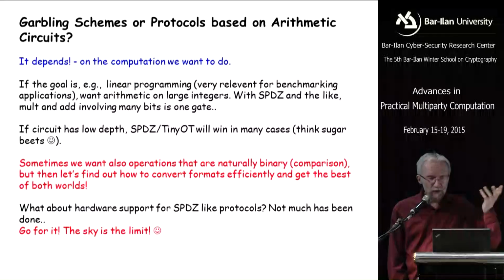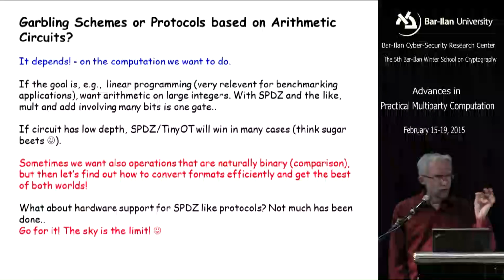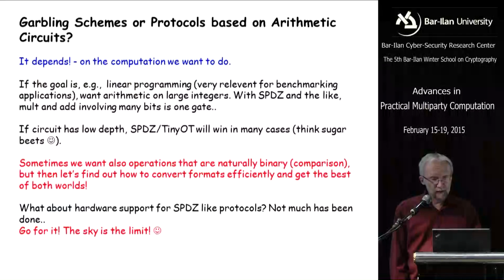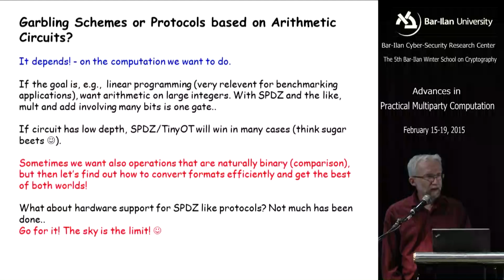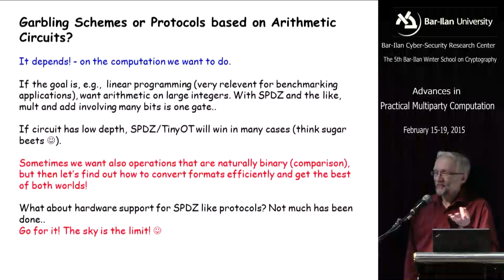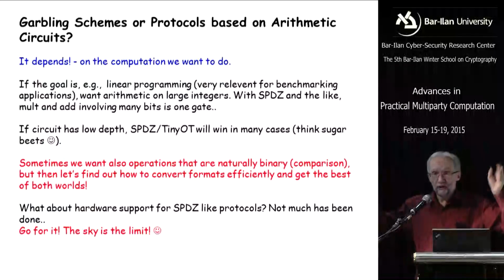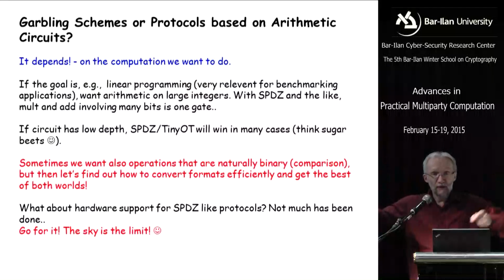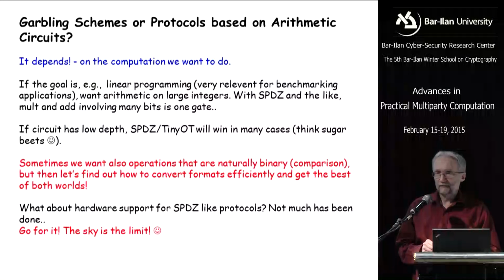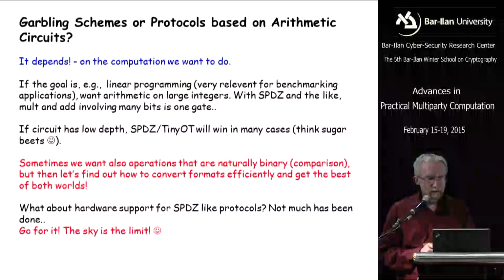If the goal is something like linear programming, which everybody has to do for benchmarking, you want arithmetic on large integers. And of course, with SPDZ and the like, you get one gate involving many bits, and that can be an advantage. In particular, if the circuit has low depth, then I think arithmetic circuits will win in many cases. Sugar beets is one example of a pretty big computation which was actually very low depth, because it turns out that this was lots of additions, which can be done with logarithmic depth, and then a very small number of comparisons. So that would be a circuit ideal for this sort of approach.